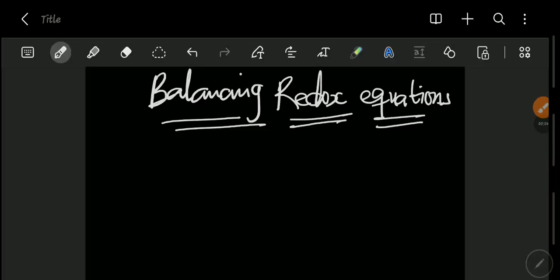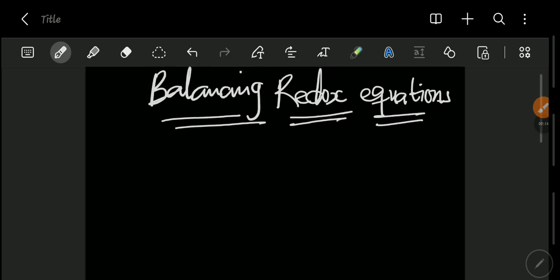Right, so this is chemistry, and in today's class, we're going to be discussing the concept of balancing redox equations, as you can see here. Now, I'm going to bring up a question, and then while solving, I'm going to be explaining in details, right? Let's assume we have a question.